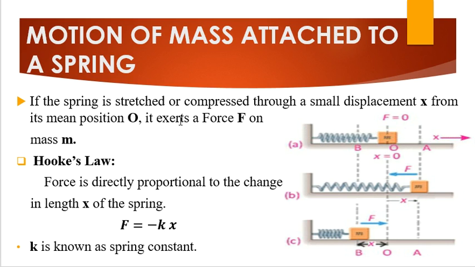So what happens? It exerts a force F on mass m. Now there is a law known as Hooke's law, and according to this law, the force that we exert on the mass is directly proportional to the change in the length of the spring. Definitely the spring length has changed, and this length is x. According to that law, this force is equal to minus k times x. X is the displacement that we discussed earlier, F is the force, and k is known as the spring constant.